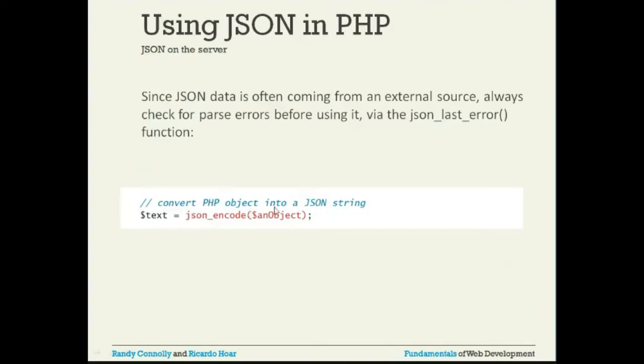Convert PHP object into JSON string. How to do that? $text is equal to json_encode and pass the PHP object. Okay.